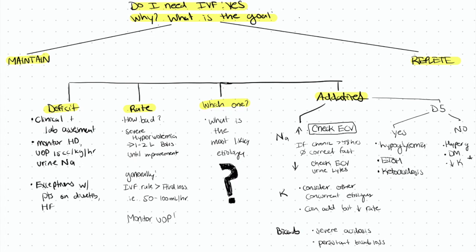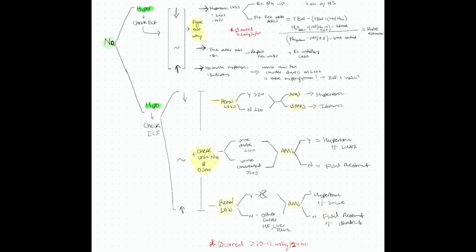Bicarb infusions are generally not needed unless there's severe acidosis. I'm talking less than 6.5, or if there's persistent GI loss. You want to add D5 if the patient is hypoglycemic, might have some type of nutritional deficiency like with alcoholics, or if there's some type of ketoacidosis going on, or if you're correcting electrolyte imbalances like with sodium. You do not want to give it to your hyperglycemics, obviously, your bad diabetics, and if the K is super low. Let's talk about sodium a little bit more.